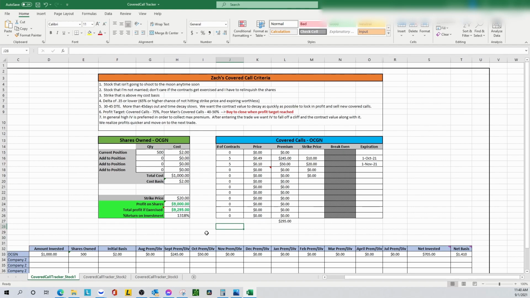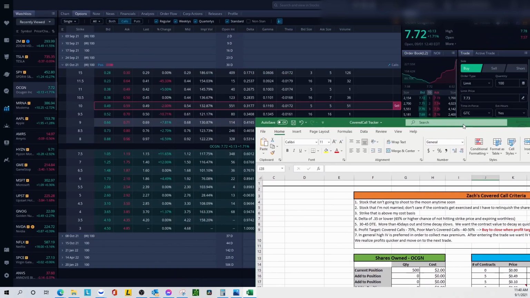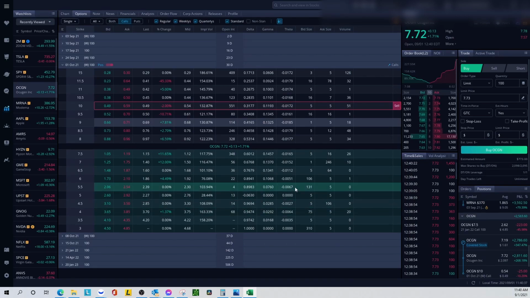So I'll leave that to you to determine how you want to manage your covered calls, but this is just a brief overview of how to utilize this spreadsheet. And if you are a Webull user, how to enter and exit the trade, and based on your criteria, what strike price you'll be looking to target.